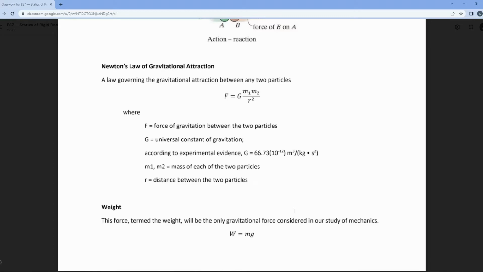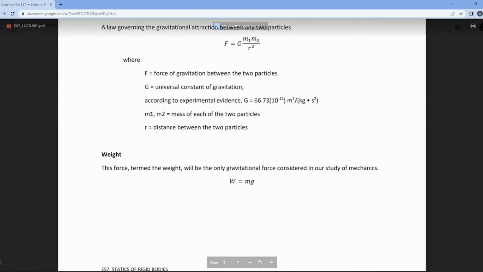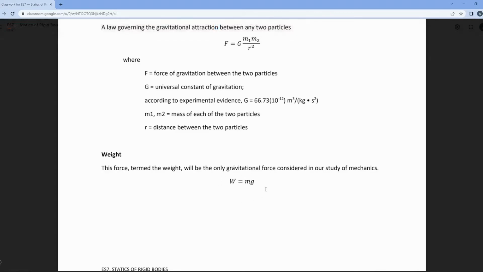Now, if we have a particle at the surface of the Earth, so yung particle na yon, let's say si M1, and then si Earth, siya si M2. This equation here can be simplified, and it can become W equals mg. So, ito yung force of gravitation between those two particles, the Earth and the object dun sa surface, no? So we have the weight, right? Which is equal to mg.